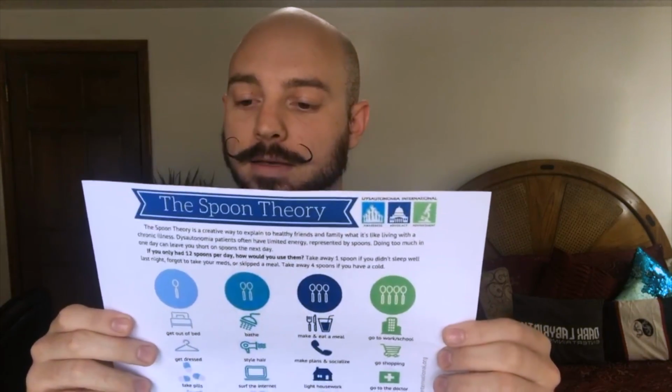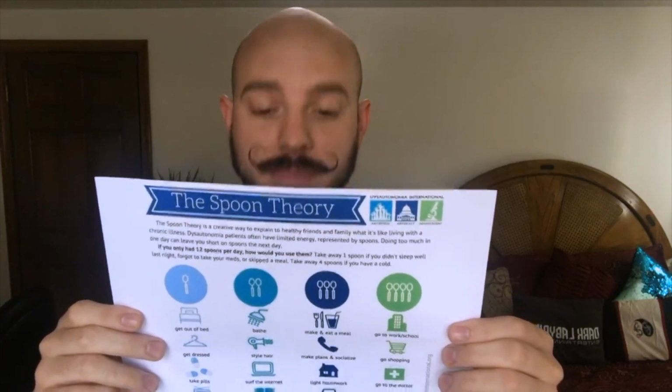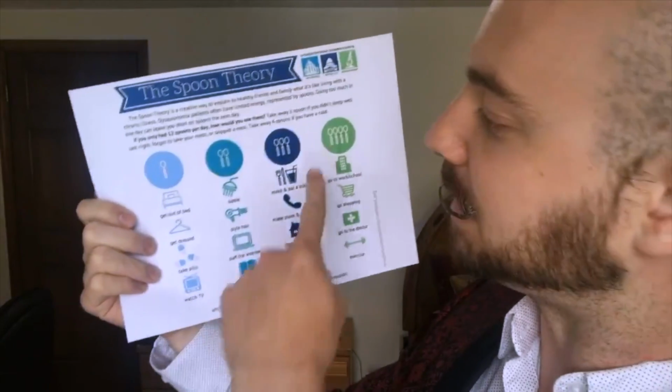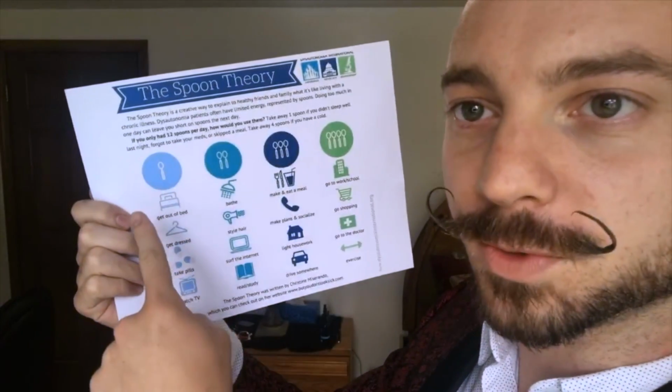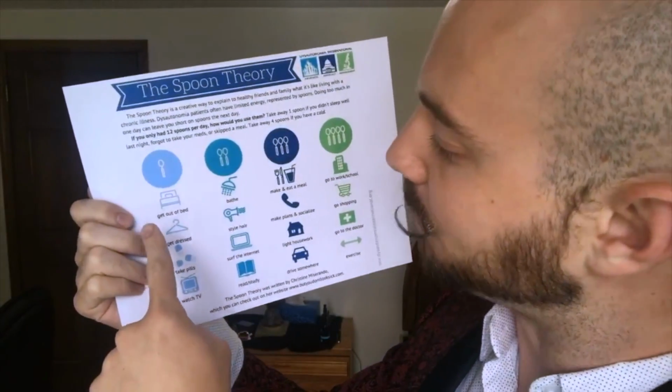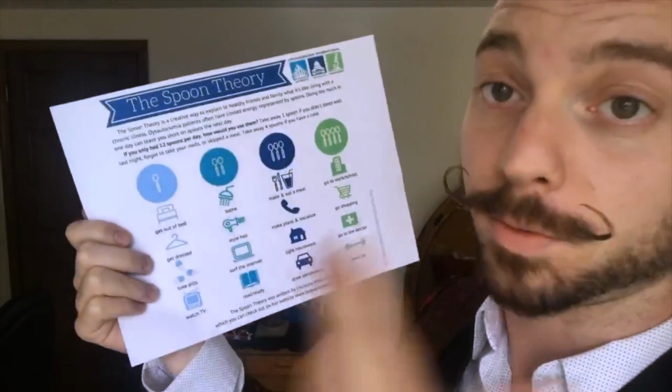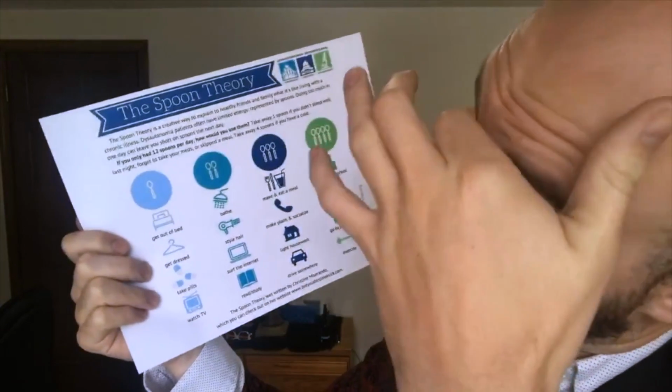Take away 1 spoon if you didn't sleep very well, forget to take your meds, or you skipped a meal, and then take 4 spoons away if you have a cold. So you're not really operating at your best when you're sick, obviously. So these are all the activities that are designed to take away these numbers of spoons. So getting out of bed takes a whole spoon. And if you start with 12, now you only have 11 spoons.